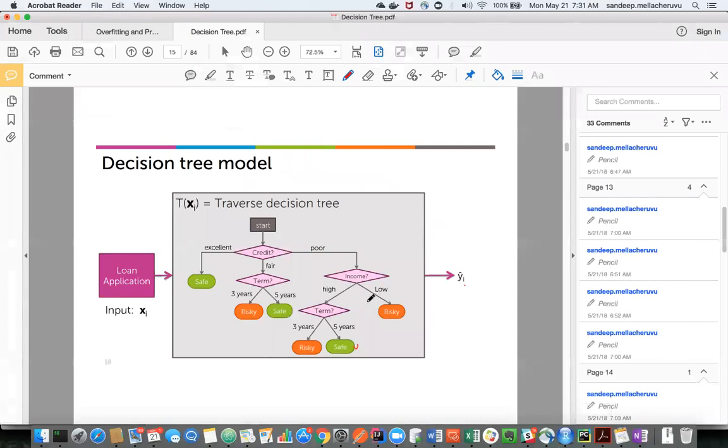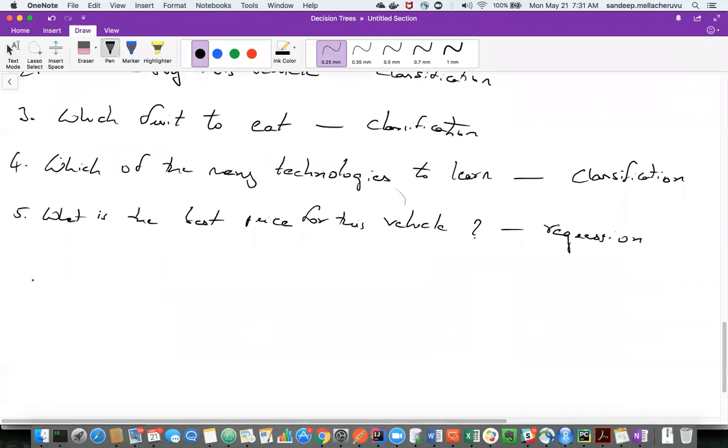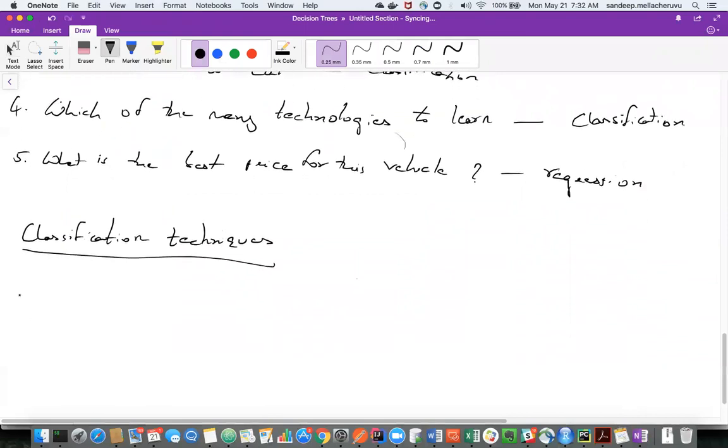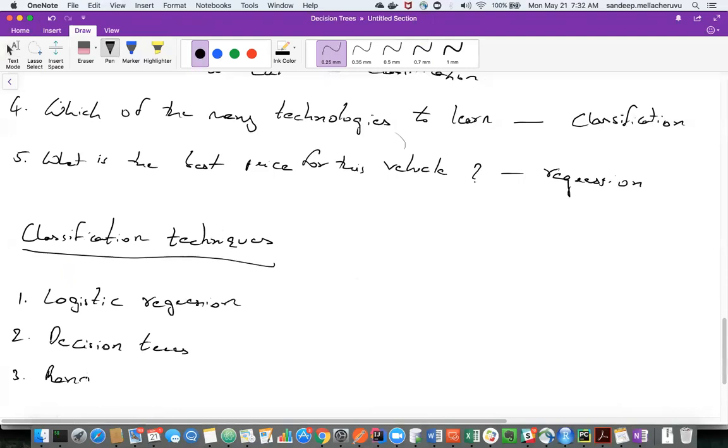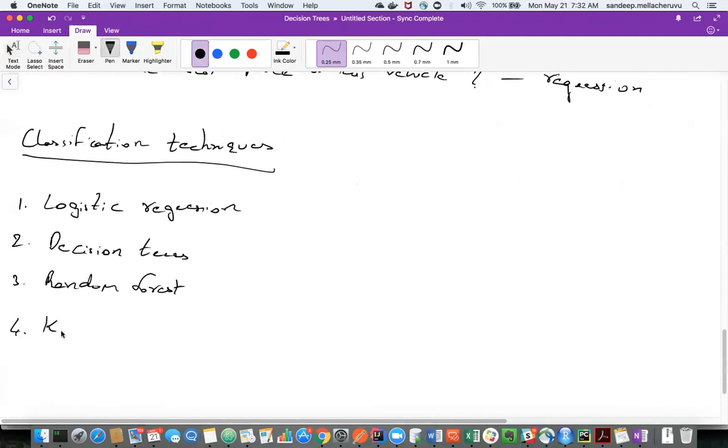Okay. Now we want to replace this intelligent system with a decision tree, which is one of the classification techniques. We actually have many other techniques. For example, let me write down whatever we are going to discuss. Classification techniques. We already talked about logistic regression. We are talking about decision trees. We will talk about random forests. We'll also talk about the KNN classifier.